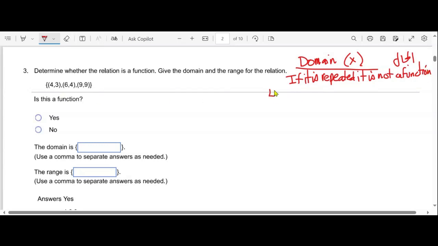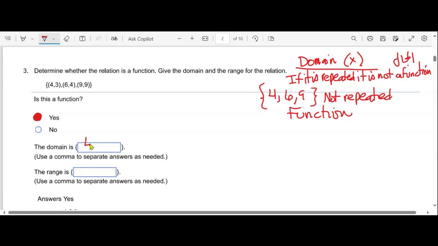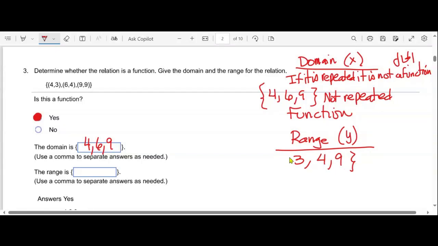So we have here the numbers 4, 6, and 9. Are those numbers repeated? No, not repeated. So it's a function. If it's not repeated, it's a function. Is this a function? Yes. And the domain here is going to be 4, 6, and 9. And what about the range? The range is the y values. So it's 3, 4, and 9. You put here 3, 4, 9. Easy? Yes.